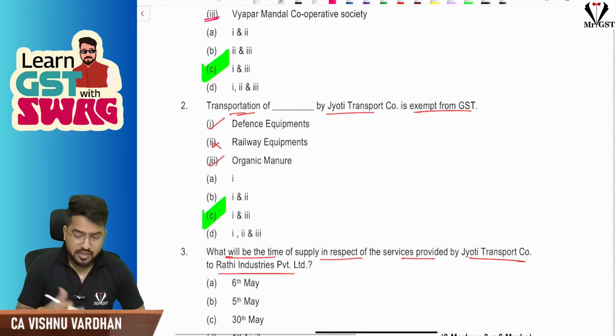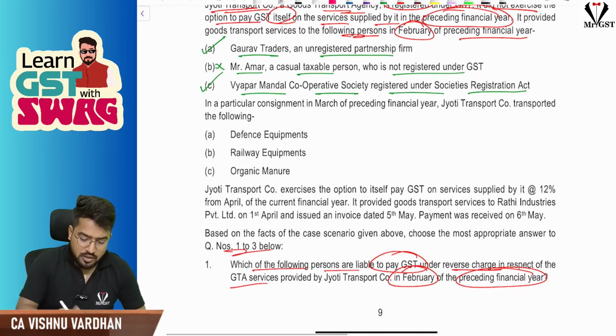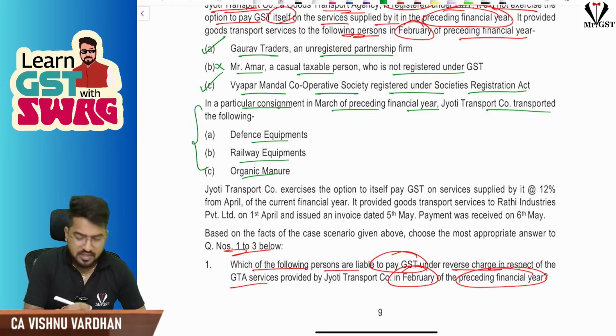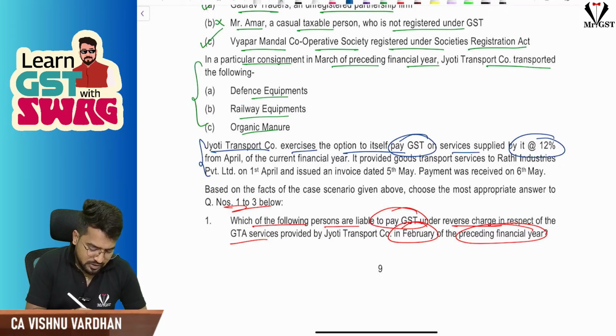Second MCQ, without reading the question itself, we have understood. We are left out with only the third MCQ. And of course, they have provided in the particular consignment March preceding financial year transported defense equipment railway. This information is regarding the second MCQ. We solved it. Next, Jyoti Transport Company exercises option to pay itself GST on services supplied by it at 12%. That means they are going with FCM. Okay, the current financial year.